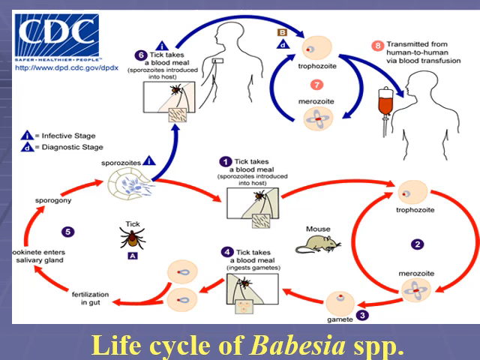When the tick takes a blood meal from animals, it will take macro and micro gametes, which unite and produce in the gut of the tick a zygote or ookinete, which enters the salivary gland and by sporogony produces sporozoites. Sporozoites are also the infective stage for humans. In the blood of an infected human, they develop to the trophozoite ring stage, and by schizogony produce merozoites tetrad stages. This cycle will repeat.